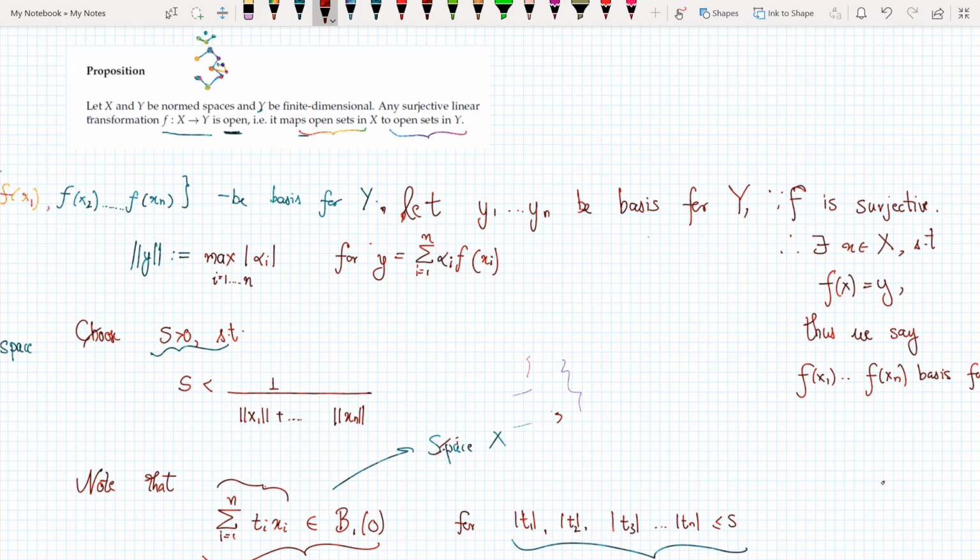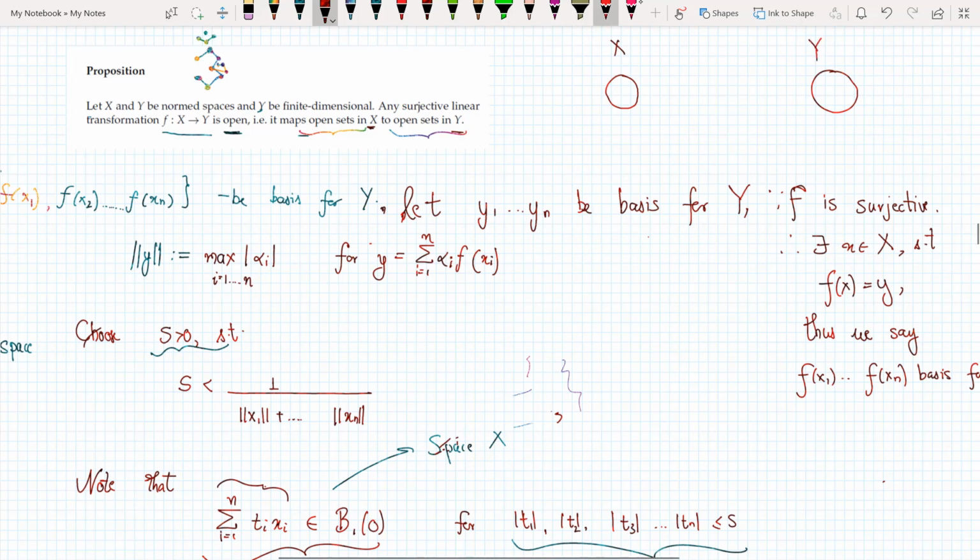And thus, let's continue. So let x and y be normed spaces and y be finite dimensional. Any surjective linear transformation from x to y is open. That is, it maps open sets in x to open sets in y. So the essential idea is that if I take an open ball in x, it is mapped to an open ball in y. So the whole open set is mapped to an open set. So we would come to this point a bit further.